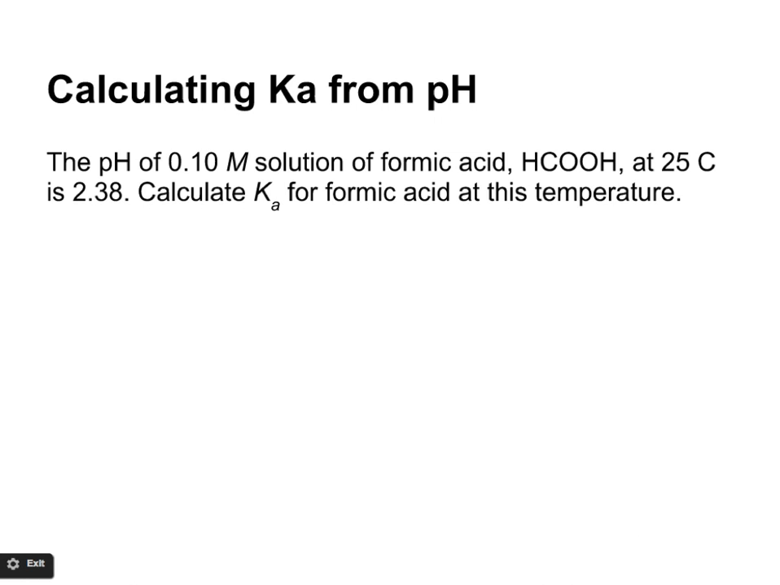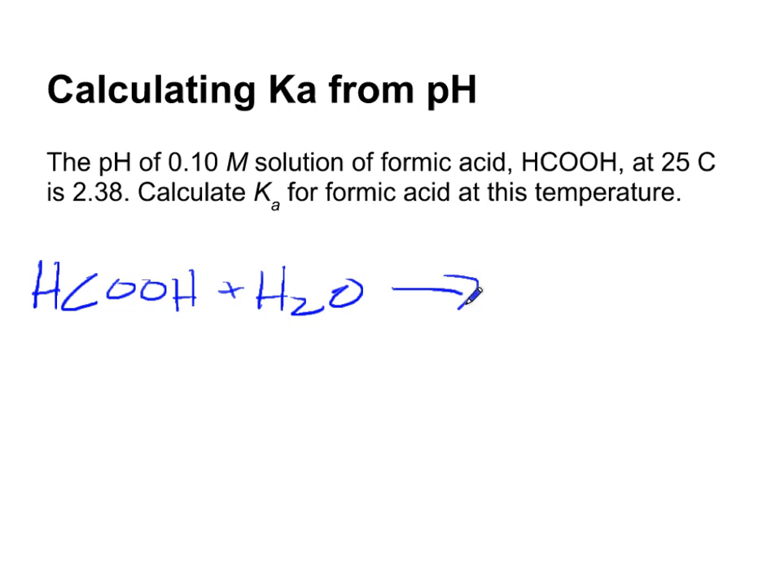So let's look at an example problem like this. The pH of a 0.1 molar solution of formic acid at 25 degrees Celsius is 2.38. Calculate Ka for formic acid at this temperature. Our reaction that's taking place is formic acid dissociating in water, and it's going to produce hydronium ions and our conjugate base, COOH minus. Our equilibrium expression for this equation is going to have water left out of it.